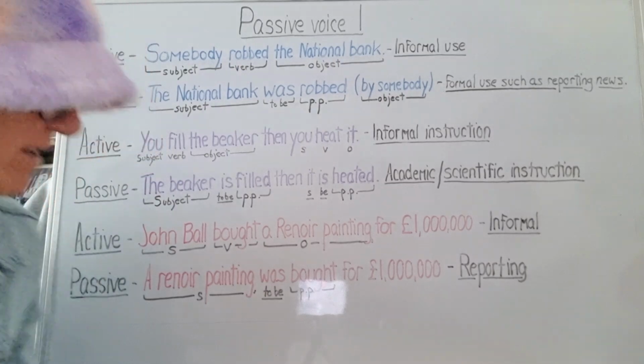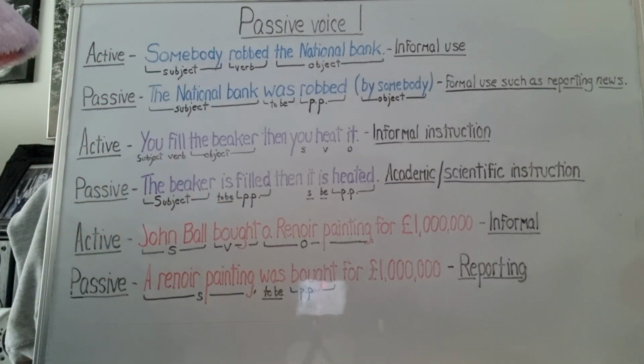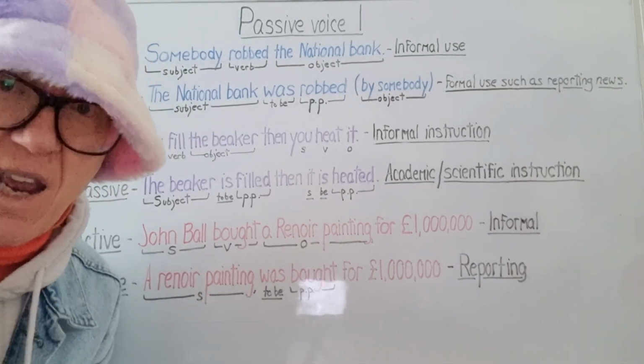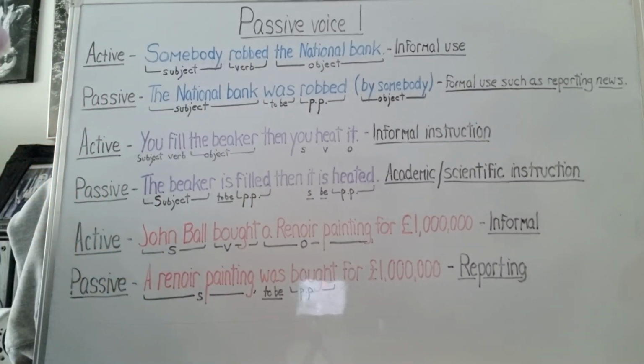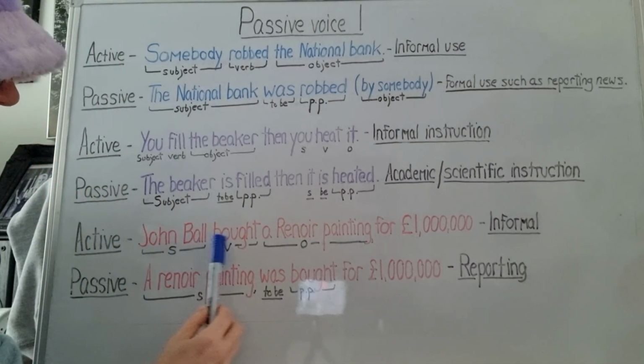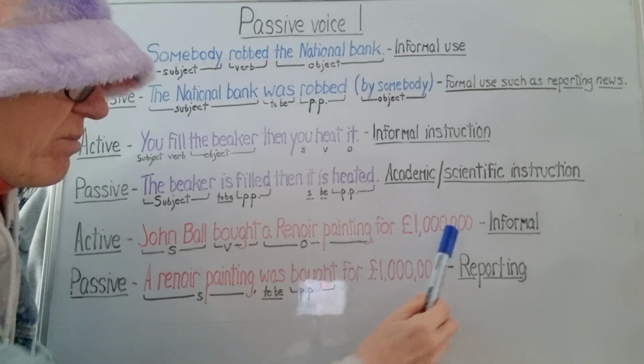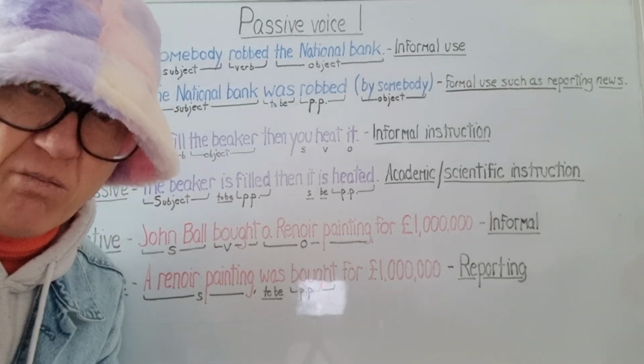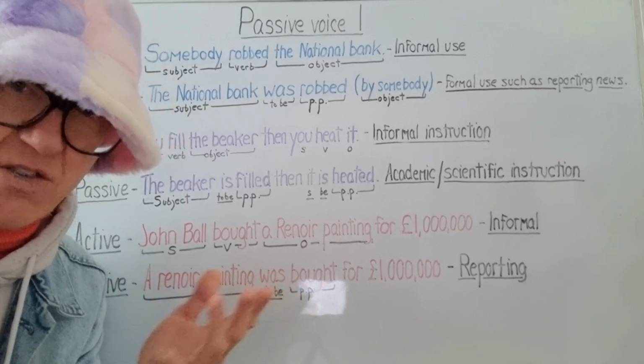It should be. And the final reason we use passive voice is when we don't care who the subject is. We simply don't care. For example, John Ball bought a Renoir painting for £1 million. Really? Who the is John Ball? I don't know. It's irrelevant.